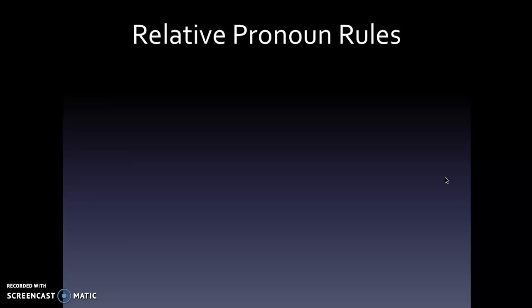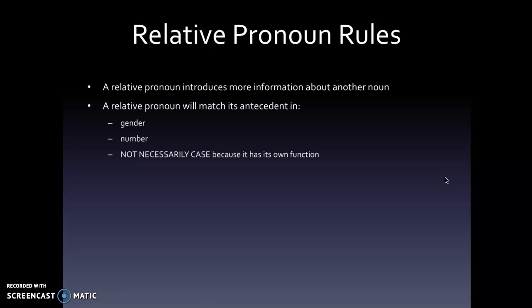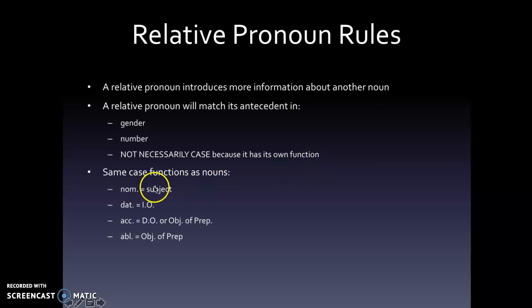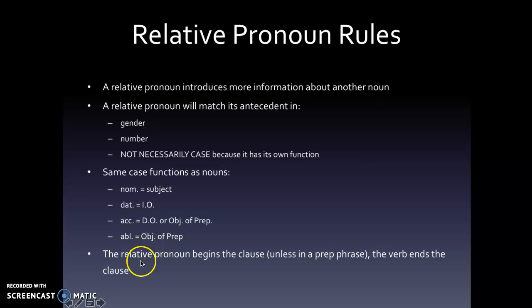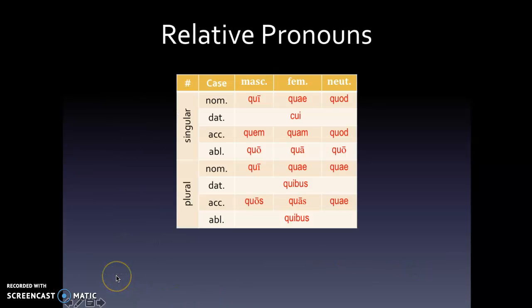First, a couple of relative pronoun rules. A relative pronoun introduces more information about another noun in the sentence. The relative pronoun will match its antecedent, meaning the noun that it's referring to, in number and gender, not necessarily case, because it will have its own function within the relative clause. It has the same case functions as nouns, and we'll talk more about that later. The relative pronoun begins the clause, unless it's in a prep phrase, and we'll see an example of that. The verb ends the clause.